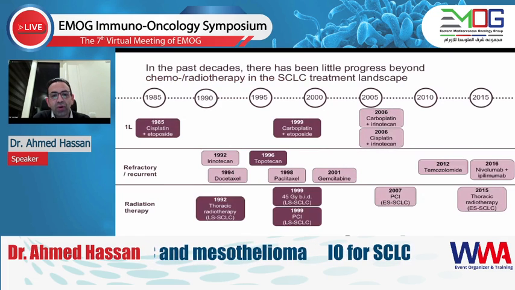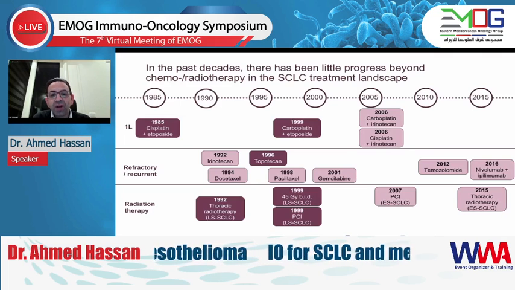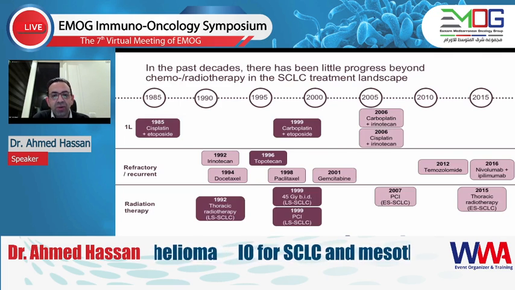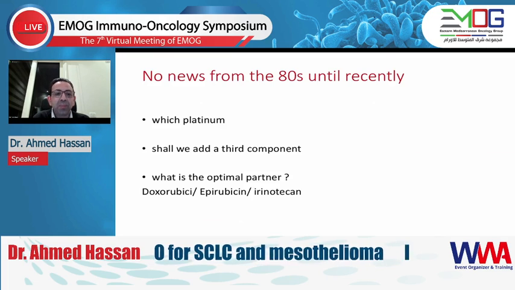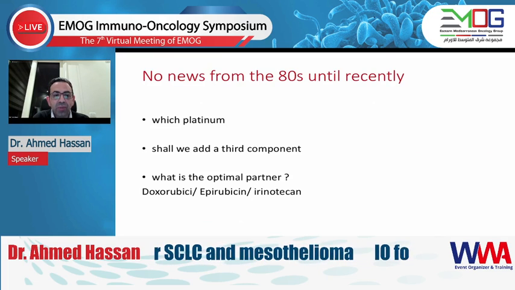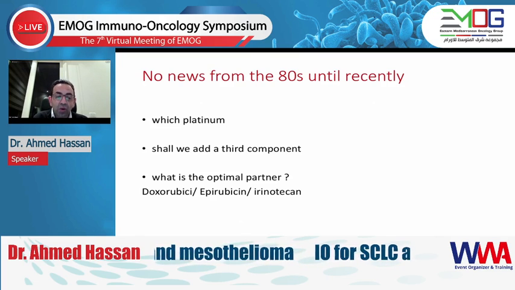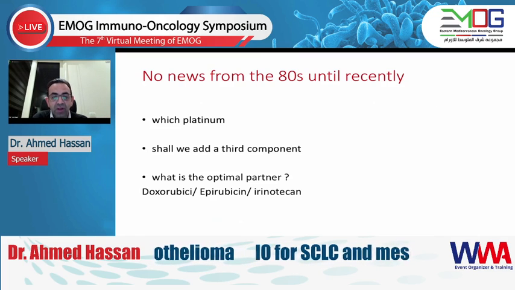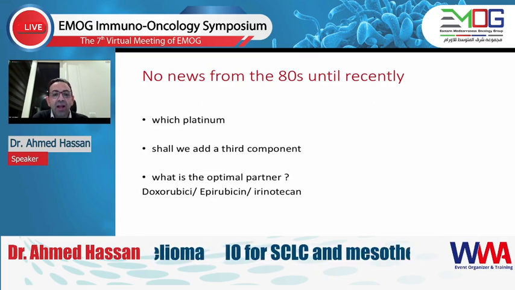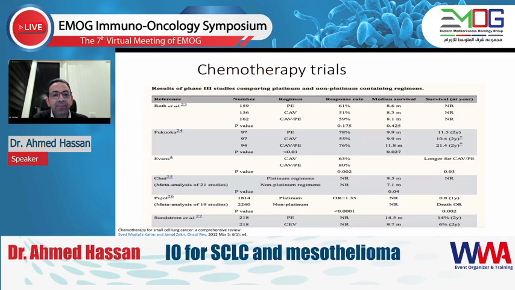And unfortunately, for like 4 decades, we haven't seen any advances, any new additions to chemotherapy. Since the 80s, the studies were looking at what is the best platinum to use, what is the best counterpart to add, shall we add a third component, shall we give treatment concurrently or sequentially, shall we offer maintenance treatment after an initial block of chemotherapy? And these trials did not add much really.